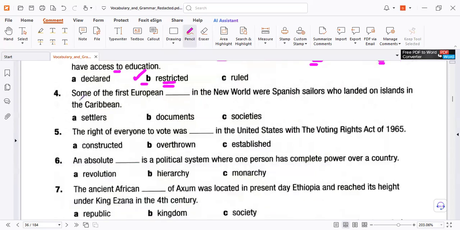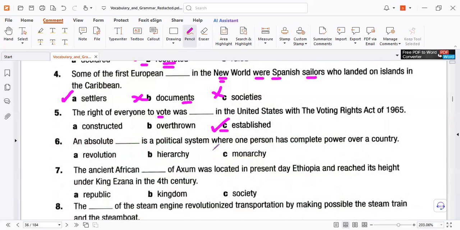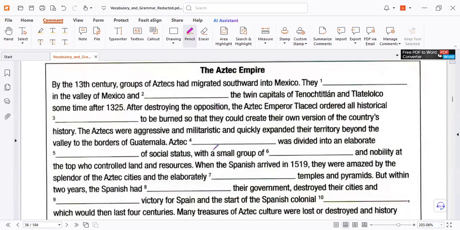Number 4, let's try. Some of the first European settlers in the New World were Spanish sailors. So people came to live in the New World. So we call them settlers. Next, the right of everyone to vote was established, but overthrown, of course. So here it must be letter C. Established means founded. So letter C, correct.